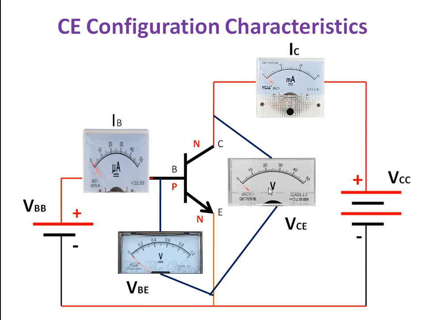To measure VCE, the voltage across collector and emitter, one terminal is connected to the collector and the second terminal is connected to the emitter. To measure the collector-to-emitter voltage, I have connected a 0 to 50 volt voltmeter. It depends upon the transistor rating.